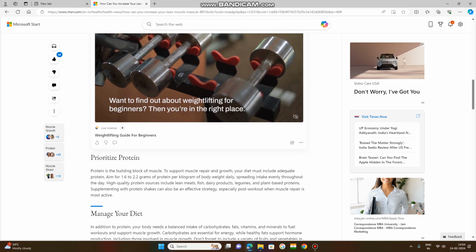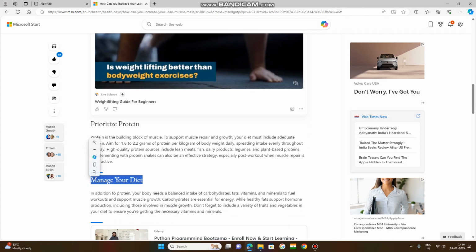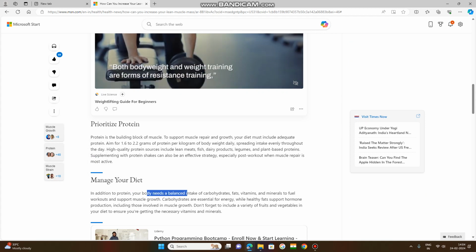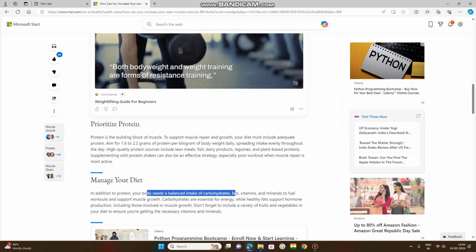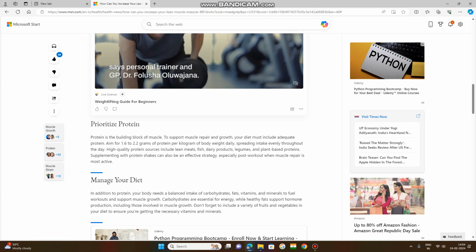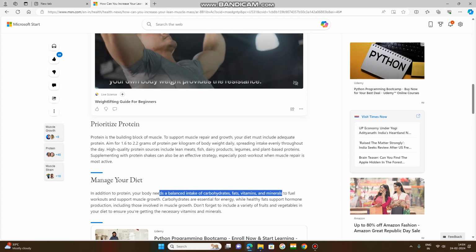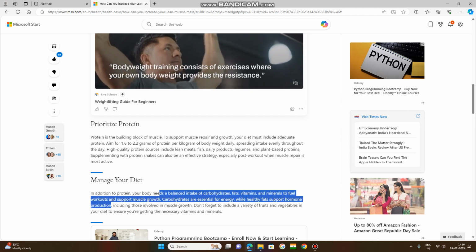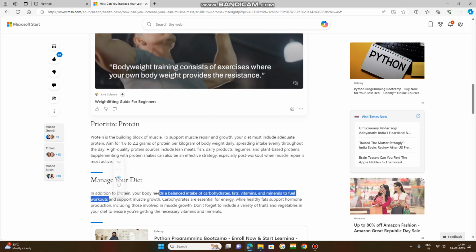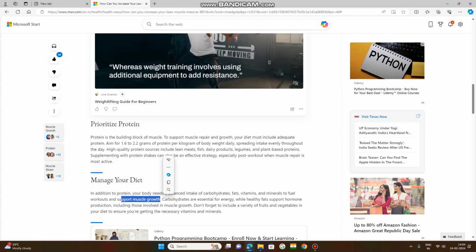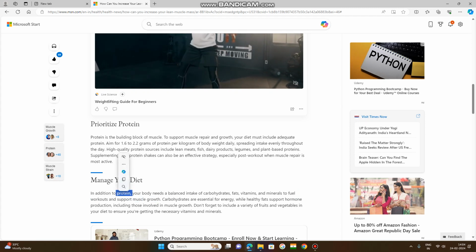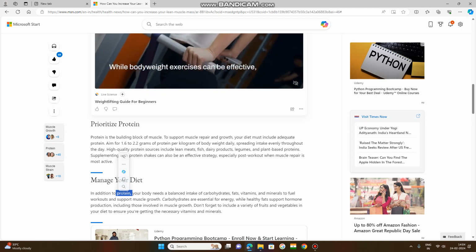Manage your diet. In addition to protein, your body needs a balanced intake of carbohydrates, fats, vitamins, and minerals to give energy and support muscle growth. If you prefer only protein, it is not right. So a balanced diet is very compulsory.